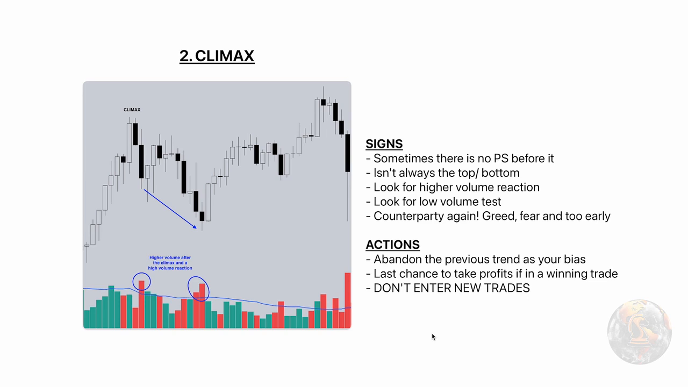If you think you've spotted the climax and you want to scalp a short or day trade a short in this example, then sure, if your system allows. But nothing higher time frame than that. One or two day holds at most, because you're not sure yet. You've still got phase B, C, and D all to come.